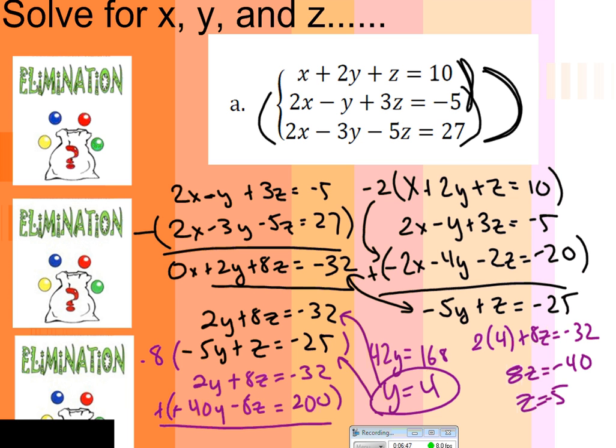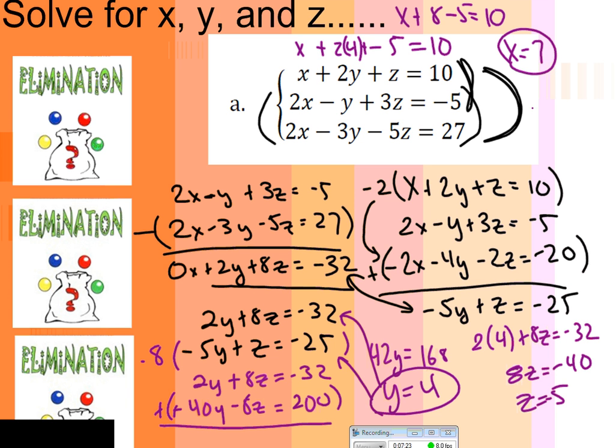So now I just come back in here to one of my original equations up here, and put in y and z and see what I get. So z is negative 5, y is 4. So I get x plus 2 times 4 minus 5 equals 10. So let's see, x plus 8 minus 5 equals 10. So that's 8 plus 3 equals 10. So x is going to equal 7. So my solution for this is going to be 7, 4, negative 5.